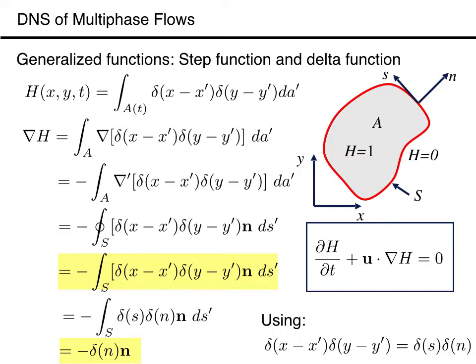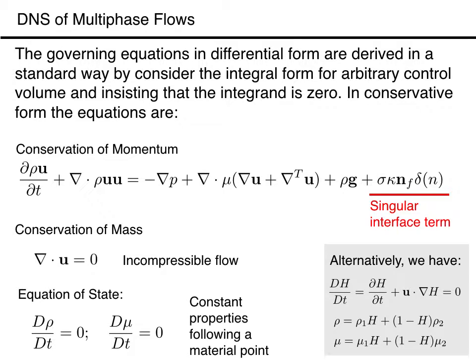Here we take the normal to be positive, pointing away from the h equal to 1 region, so we need a minus sign. By applying the standard argument to the integral form, that the equations hold for an arbitrary control volume, so the integrand must be 0, we get the differential form of the conservation equations. These equations are essentially the same as for single-phase flow, except the material properties are step functions, and we must add a singular surface tension term. The momentum equations must, of course, be supplemented by the incompressibility condition and advection equation for the material properties.